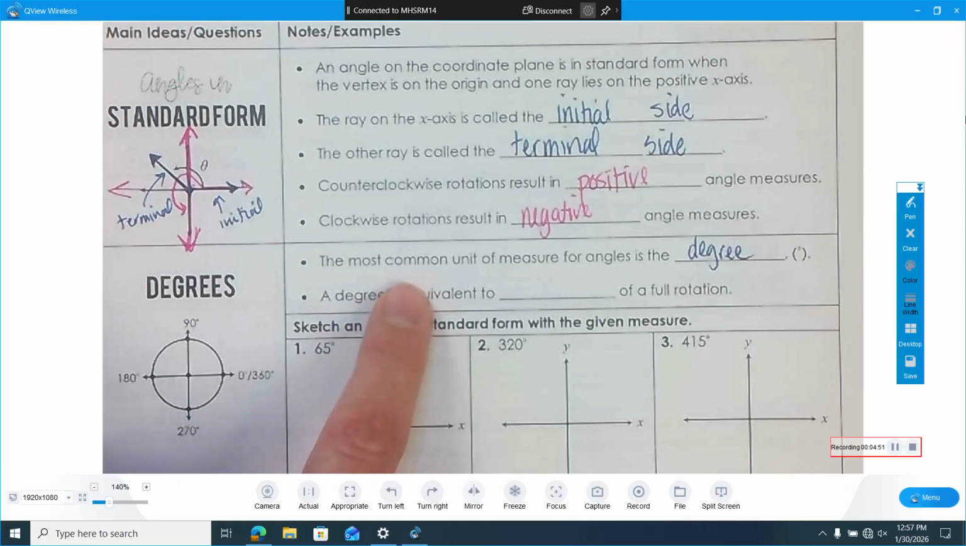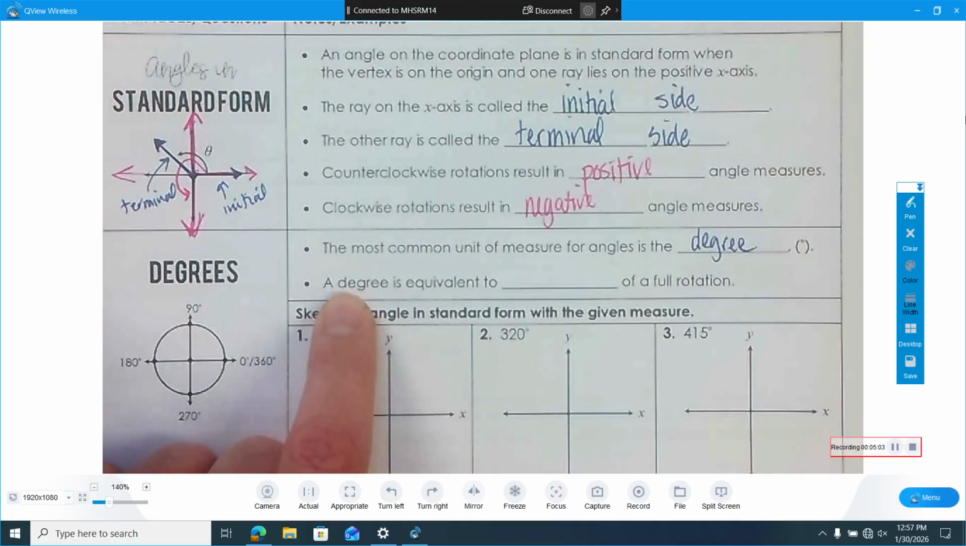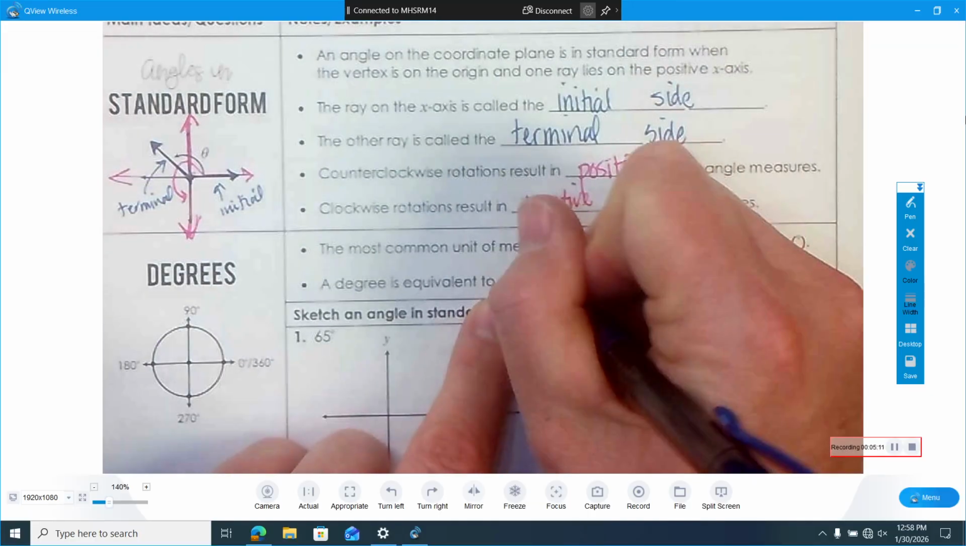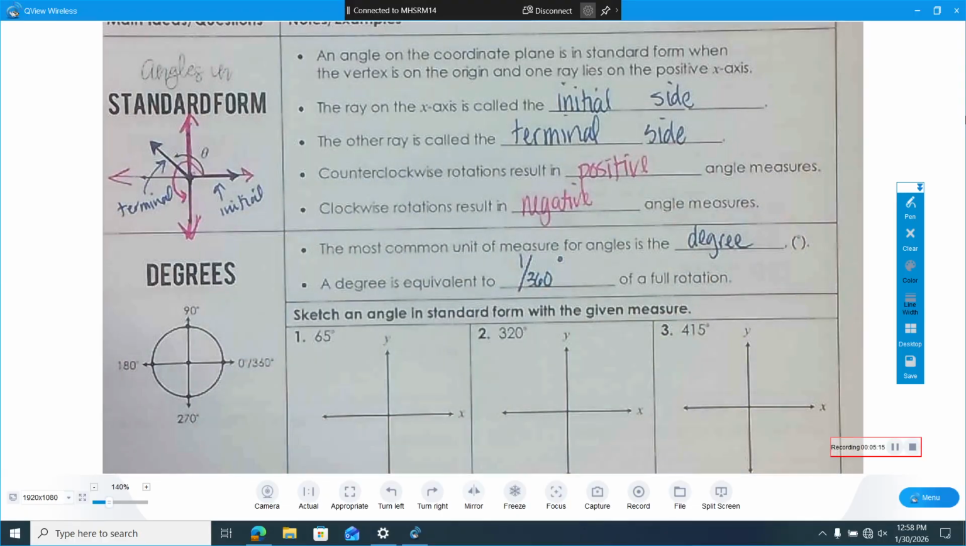Now, it's the most common unit of measure, but it's not the best unit of measure. It's actually really highly inaccurate. And it's not great. You'll see why in a minute. So a degree, one single degree, is equivalent to how much of a full rotation? Yeah, 1 out of 360 degrees of a full rotation.